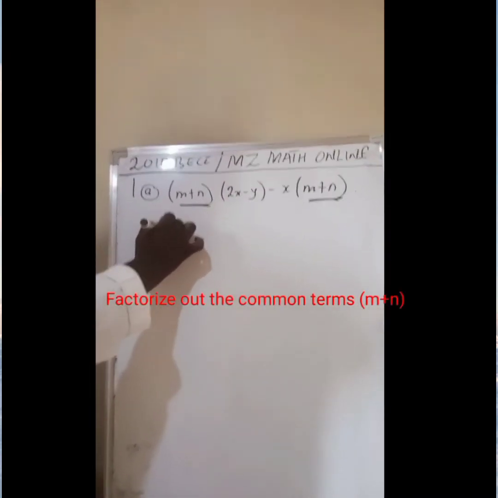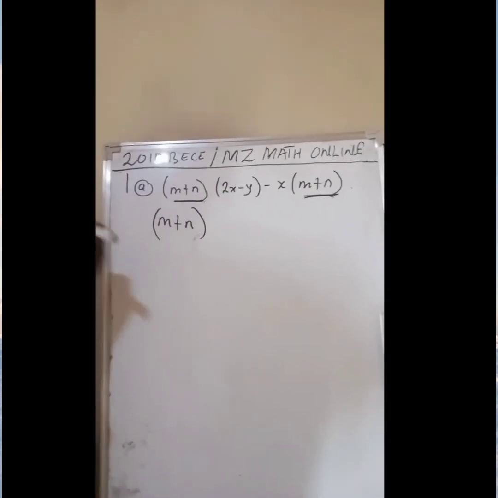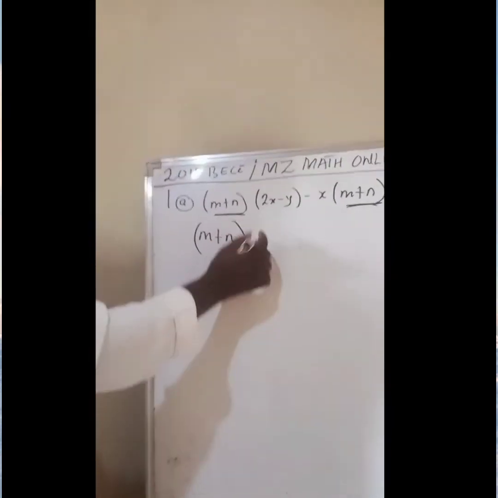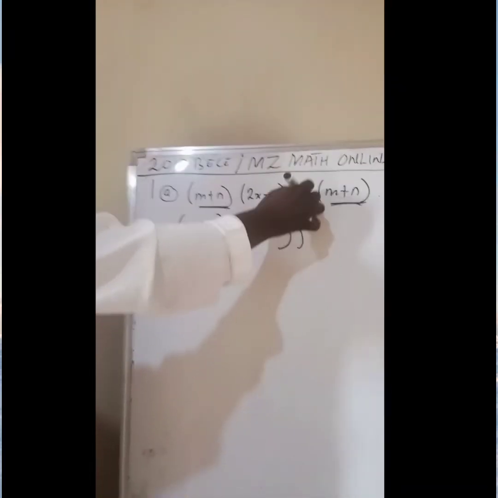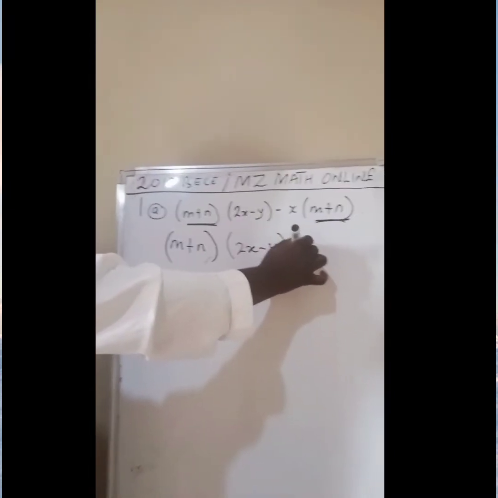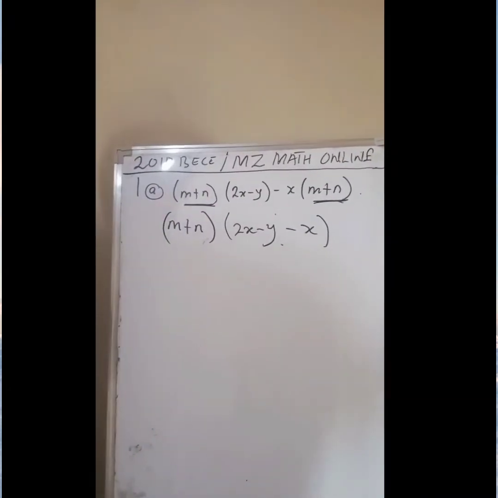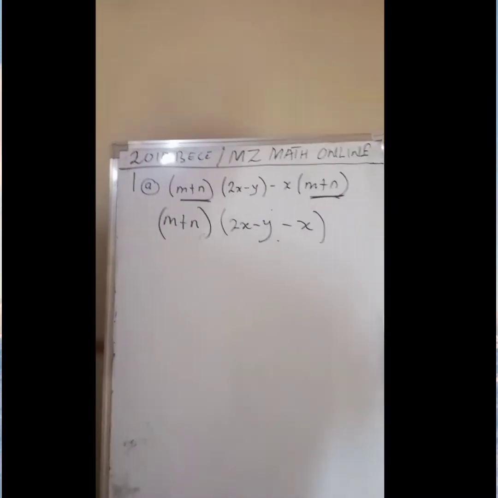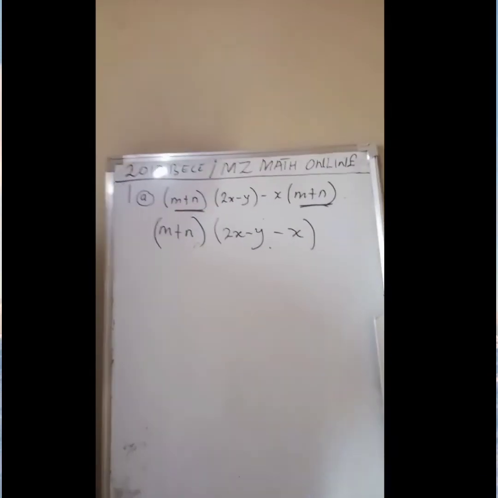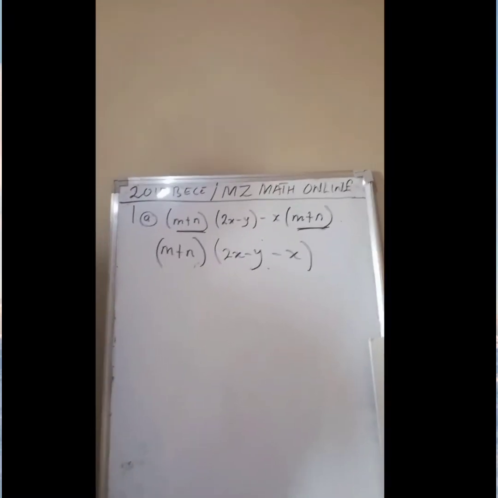When you factorize m plus n out, the terms that we will be left with will be these 2x minus y, and over here we have minus x. So you can see that the terms inside the first bracket are already simplified. However, the terms inside the second bracket, there's still some common terms that we have to simplify.